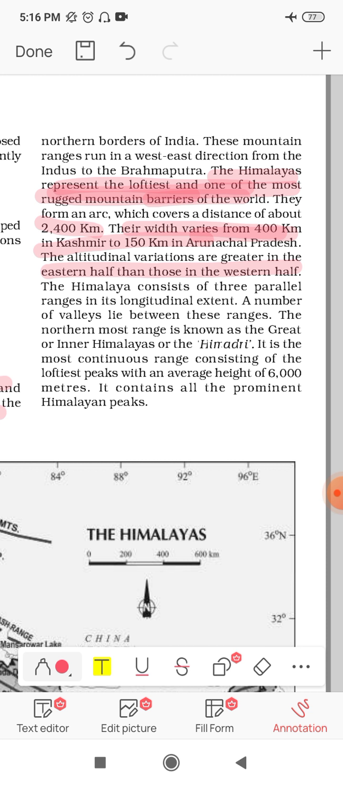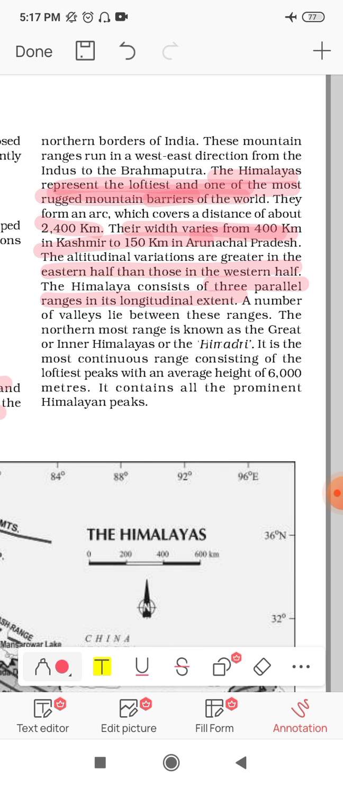So first, the total length of the Himalayan mountain range is 2400 kilometers, and the width is 400 kilometers in Jammu and Kashmir, and only 150 in Arunachal Pradesh. Then we have seen the altitudinal variation or height-wise variation is mostly in the eastern part compared to the western part. Now the Himalaya consists of three parallel ranges longitudinally.